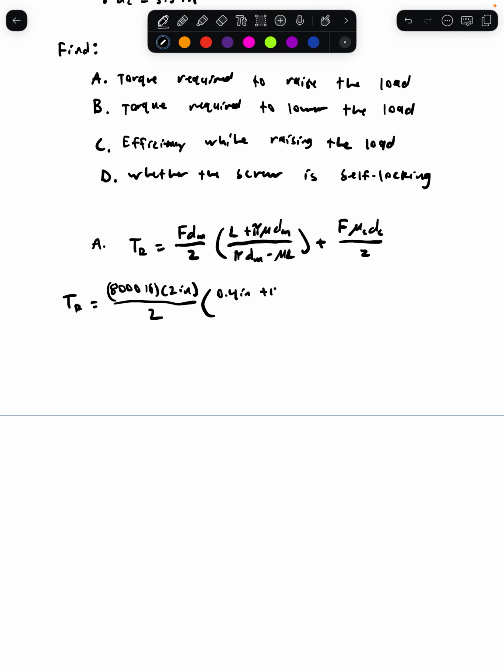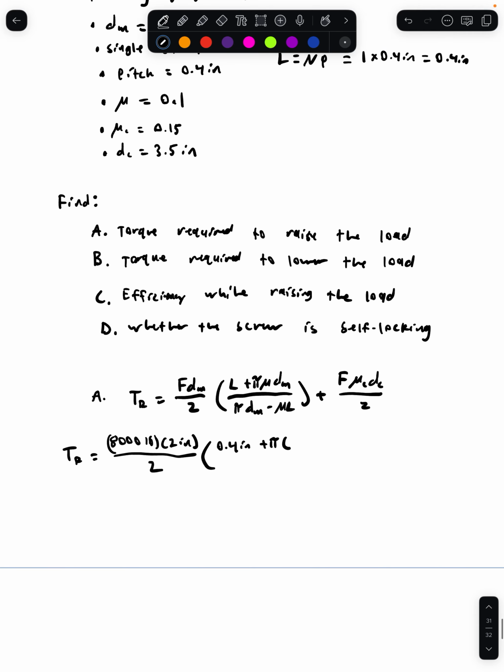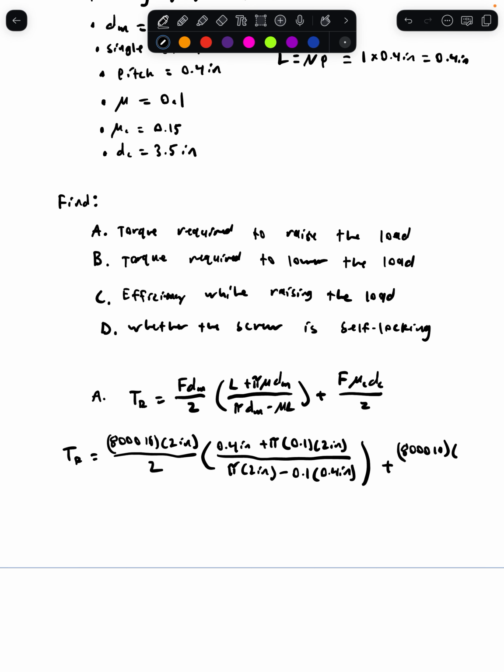And plus pi times mu, which is 0.1, times 2 inches. Okay, and then we're going to add to that our collar friction portion, which is 8,000 pounds, times mu sub c, which is 0.15, and then the diameter of our collar is 3.5 inches. Divide that by 2.